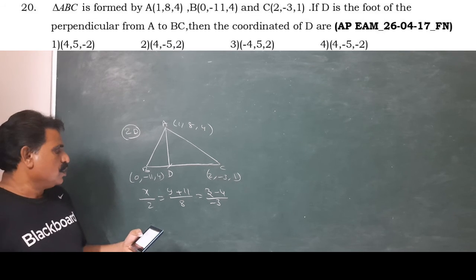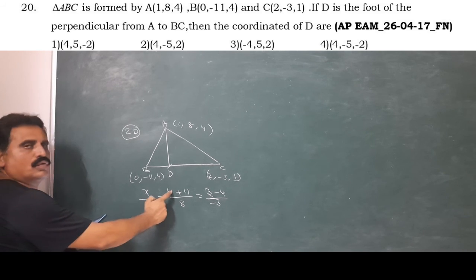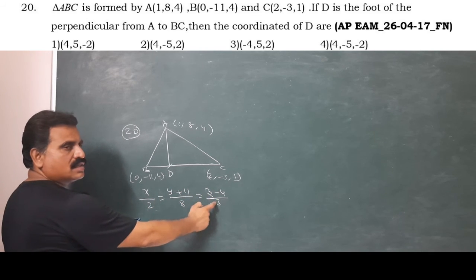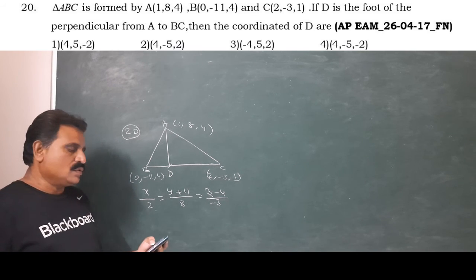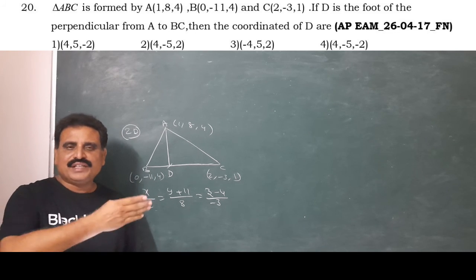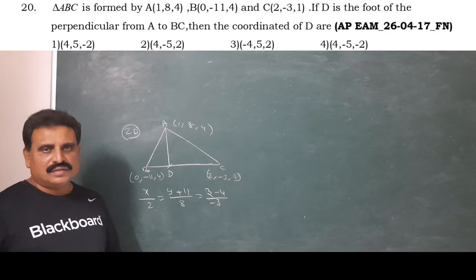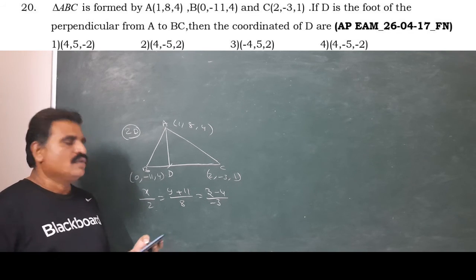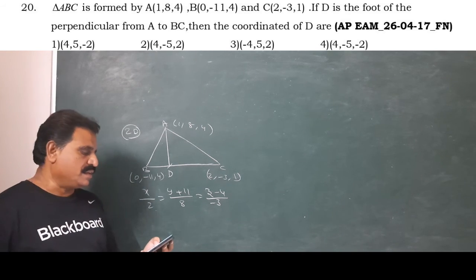Verify that. First option: 4, 5, minus 2. If you substitute, 4 by 2 gives 2, 5 plus 11, 16 by 8 gives 2, and minus 2 minus 4, minus 6 by minus 3, gives 2. So 2 equal to 2, it satisfies. The remaining points are generated by the first option, as we discussed earlier, so there is only one point satisfying the line. The remaining 3 are numerically the same, that's why the first option is the right answer. You can check that the remaining 3 definitely do not satisfy.